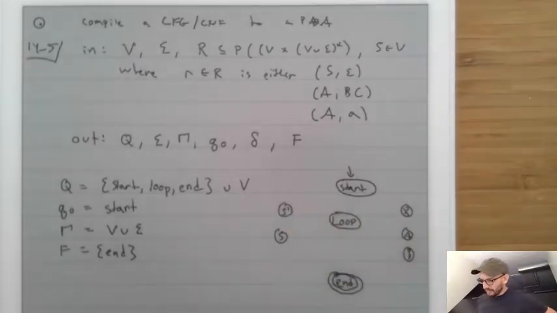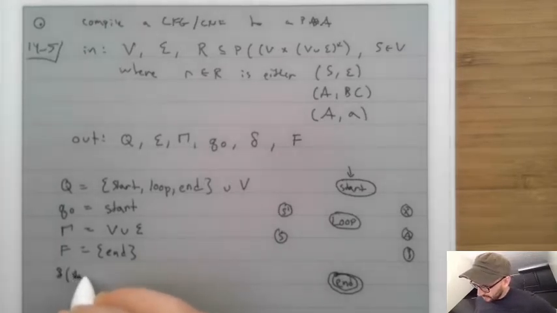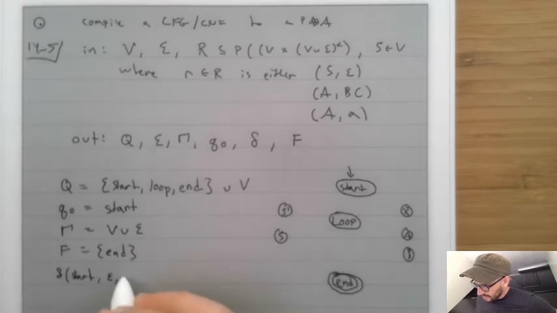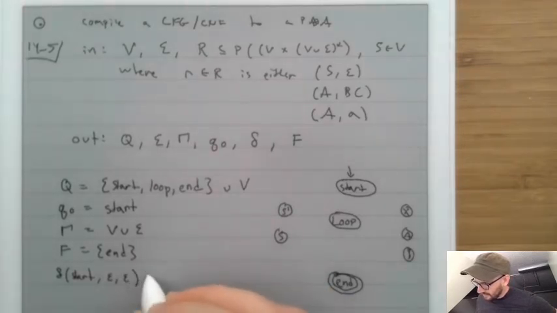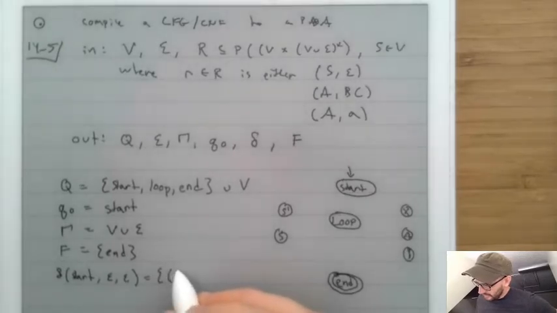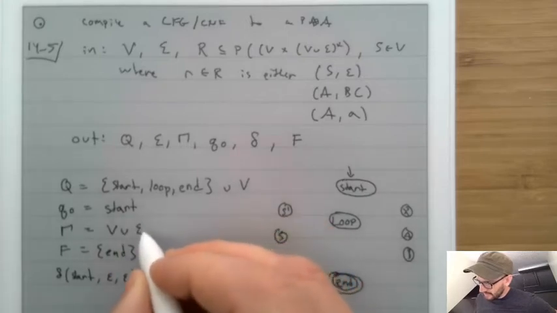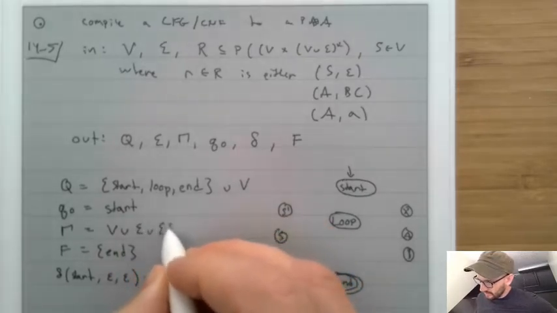So here's the way that it works. Delta of start, epsilon, epsilon is equal to the set that contains the place where we're going, which is the start state, and we push on a $ sign. Oh yeah, there's one more thing inside of gamma, which is the $ sign.